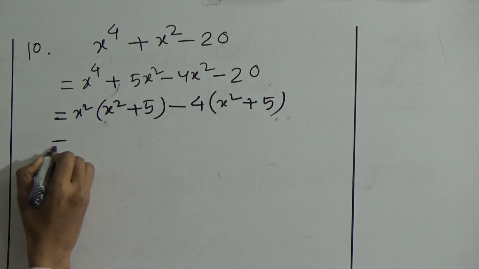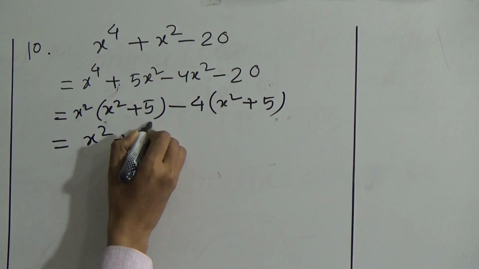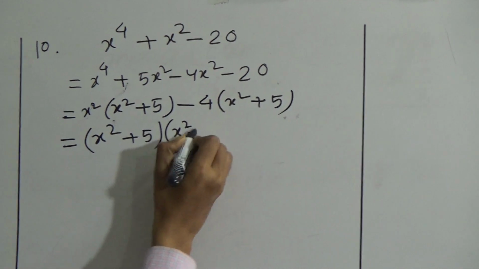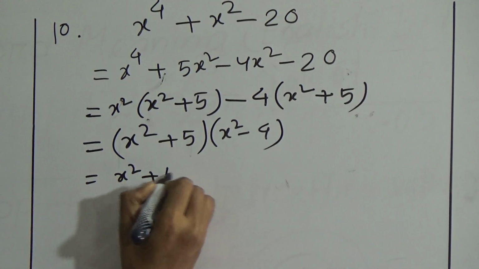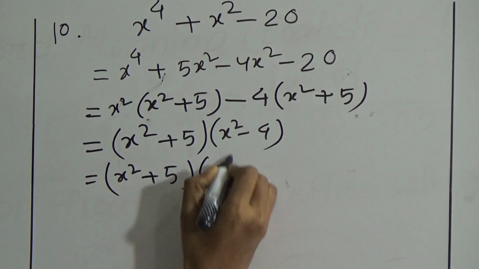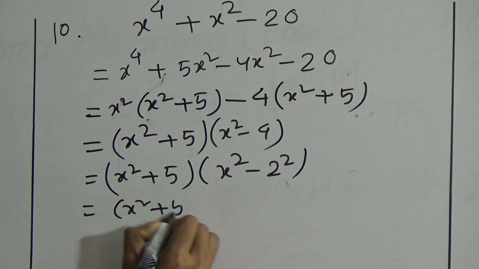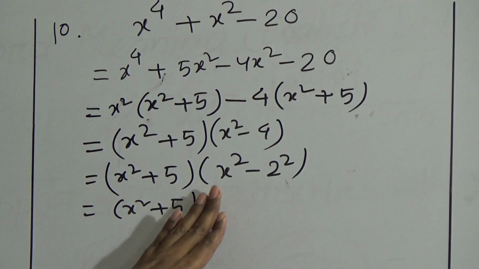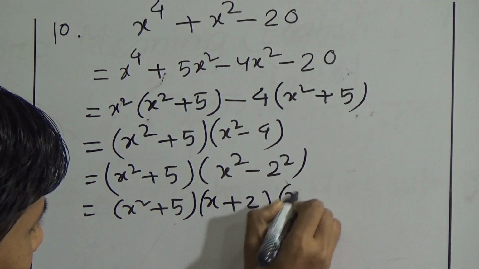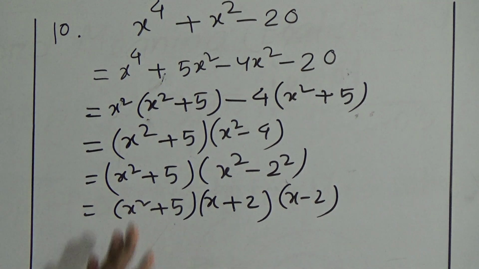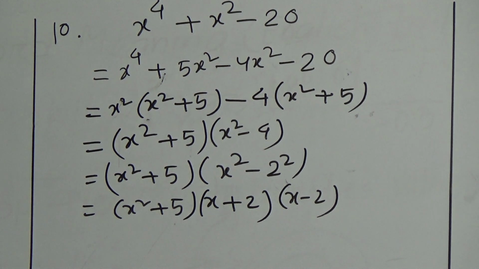Okay, now x square plus 5 is the common, then x square minus 4. This is the factor. Now look, you can write this way: x square minus 2 square, then x square plus 5. What is the formula of a square minus b square equals what? That means x plus 2, then x minus 2. Okay, this is the required factor of this expression. Okay, now I will solve question number 18.